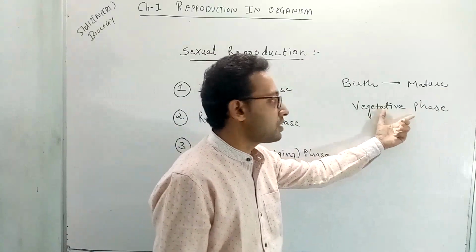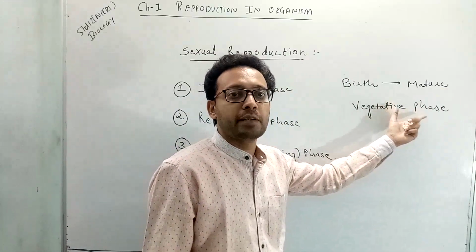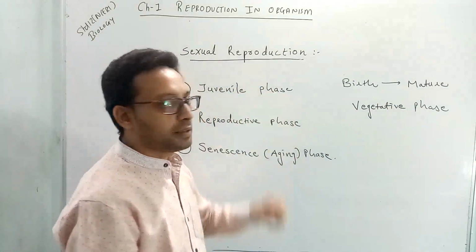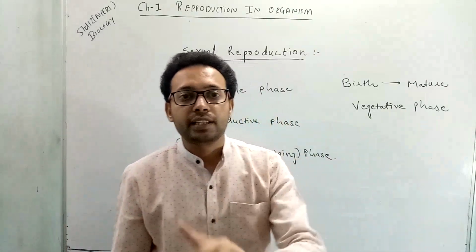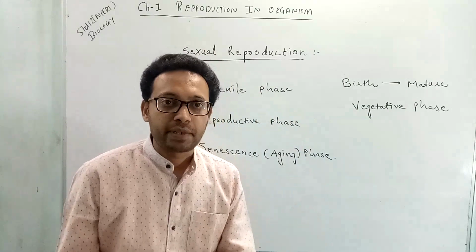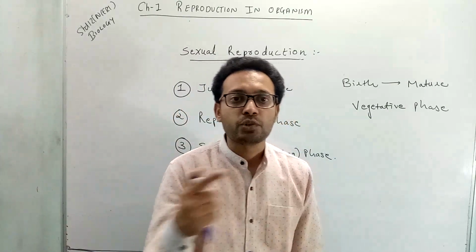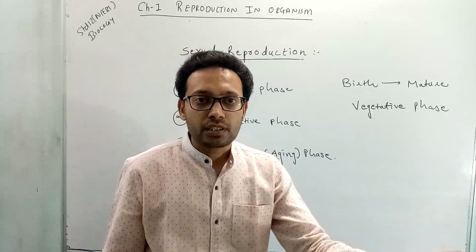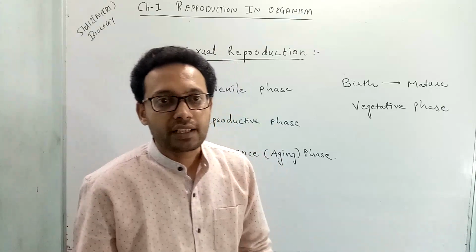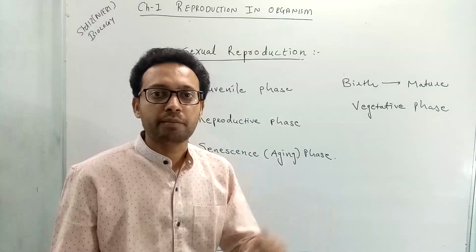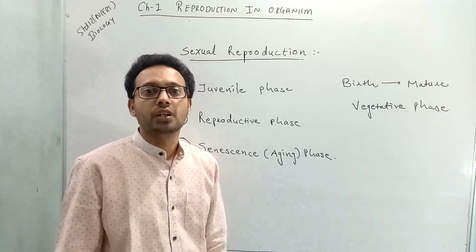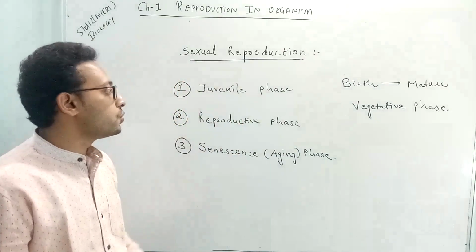So what is a vegetative phase? It's the same as the juvenile phase, but it's applicable to plants, and juvenile phase is the term applicable to animals. So it's the time period between birth and until they become sexually mature. This time period may vary from organism to organism. Some organisms may take 2 years to remain in a juvenile phase. Some organisms may take 5 years. That ultimately means the time period may vary from one living organism to another. So this is called the juvenile phase.